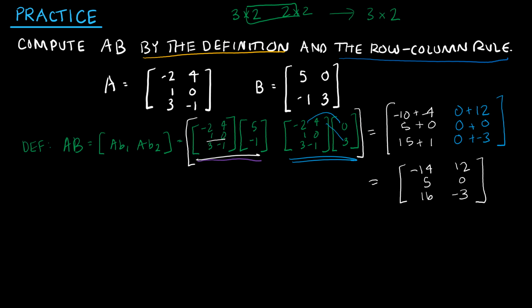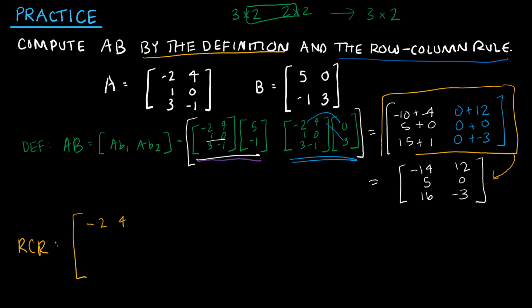Now let's do this using the row-column rule. The row-column rule is hopefully going to give us the exact same result, and I'll probably end up with something that looks just like this, and then a solution. But let's go ahead and test it out. So I've got negative 2, 4, 1, 0, 3, negative 1, multiplied by 5, negative 1, 0, 3. And remember, all I'm doing is taking my first row times the first column.